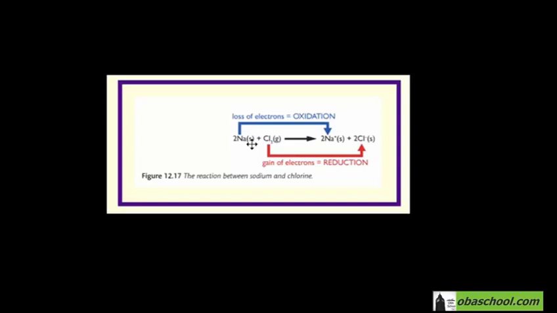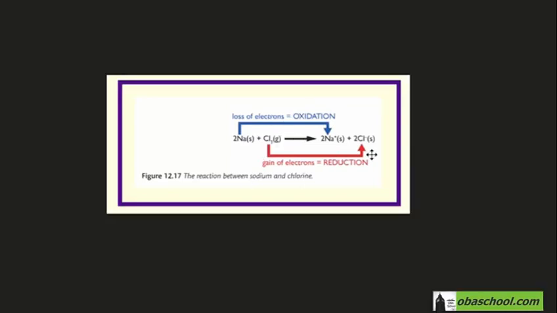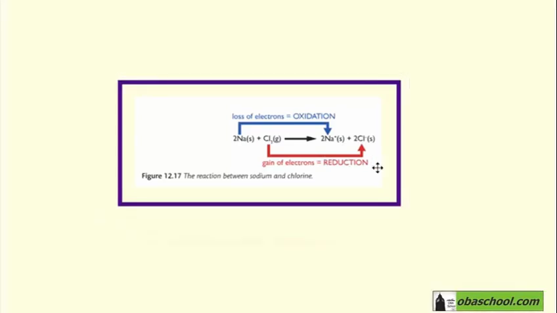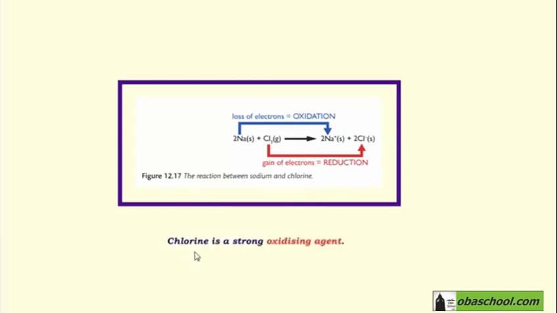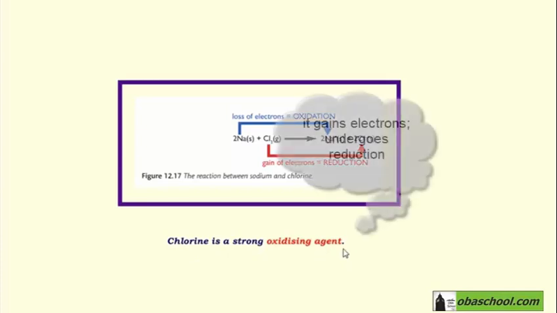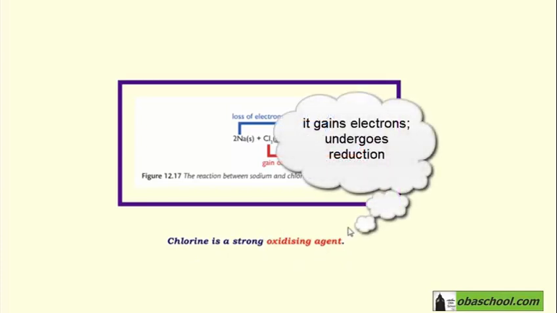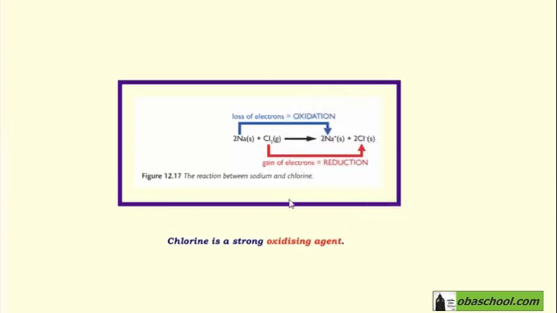We realize that sodium loses electrons, so it undergoes oxidation, while chlorine gains electrons, it becomes negative, so it undergoes reduction. Okay, but you should know that the oxidizing agent is the one which gains electrons, that undergoes reduction, right? So which one here undergoes the reduction? The chlorine, all right? So chlorine is a strong oxidizing agent. Oxidizing agent means that it gains electrons, and this was all about the equation between sodium and the chlorine reaction.